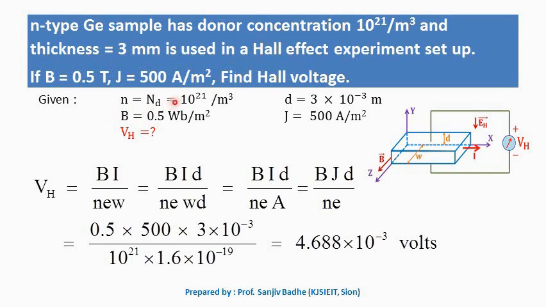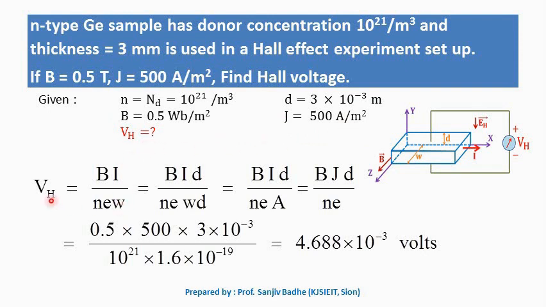of donors, that is equal to 10 raised to 21 per meter cube. The thickness of the sample is given as 3 millimeters, so we can write D equal to 3 millimeters. Magnetic field B is given as 0.5 Weber per meter square, since Tesla means Weber per meter square. And J is equal to 500 ampere per meter square. We are asked to find the Hall voltage.